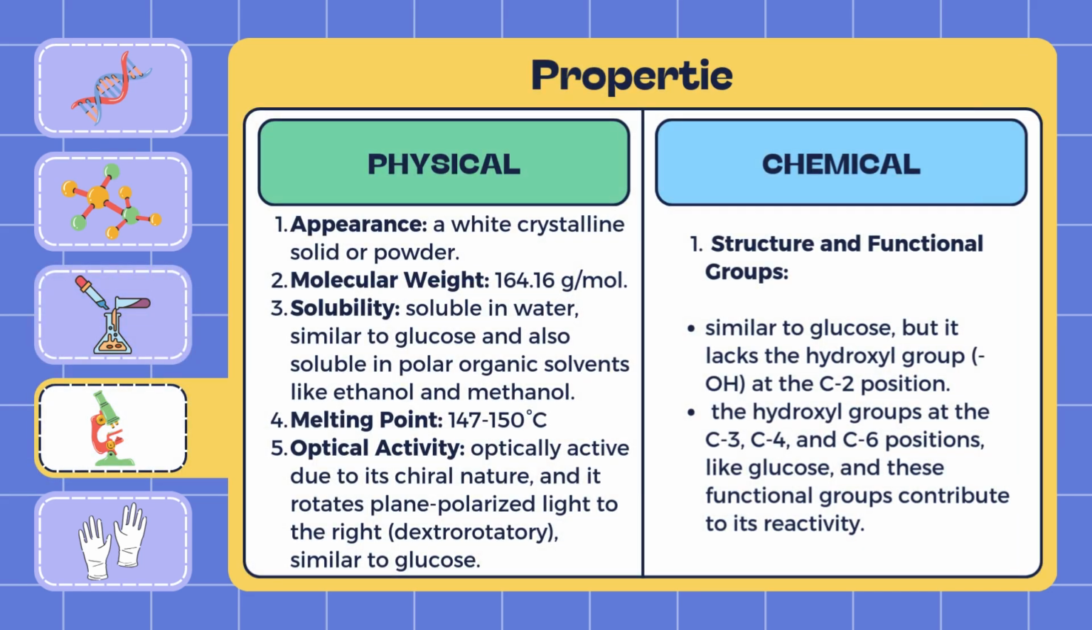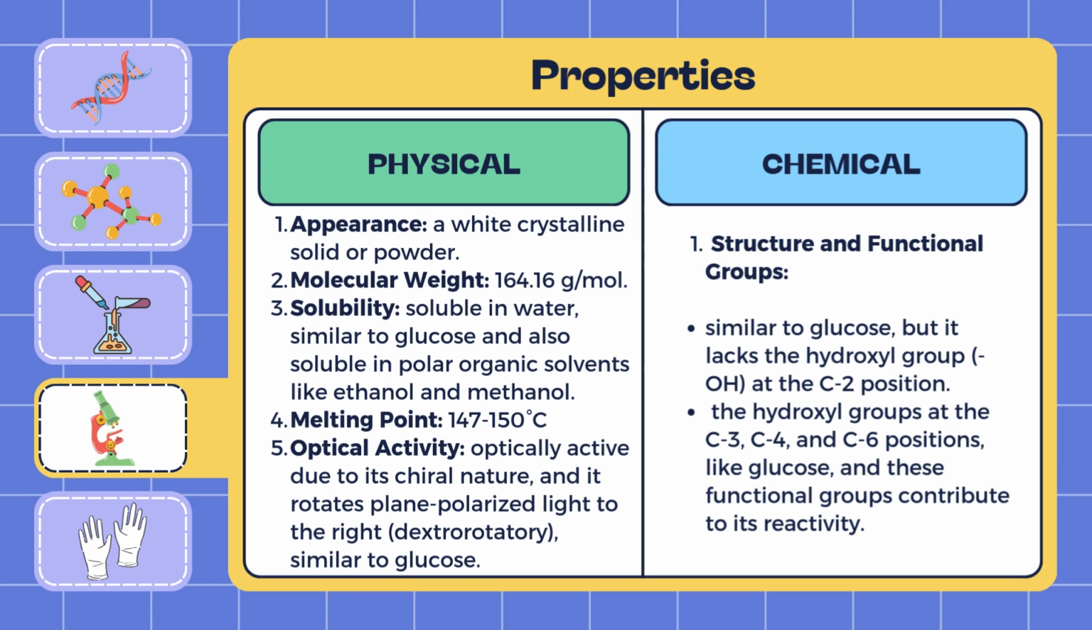For the physical properties of 2-deoxy-D-glucose, the appearance is a white crystalline solid or powder. The molecular weight is 164.16 grams per mole, and it is soluble in water and in polar organic solvents like ethanol. The melting point is around 147 to 150 degrees Celsius, and it is optically active due to its chiral nature, and it rotates plane polarized light to the right, similar to glucose.